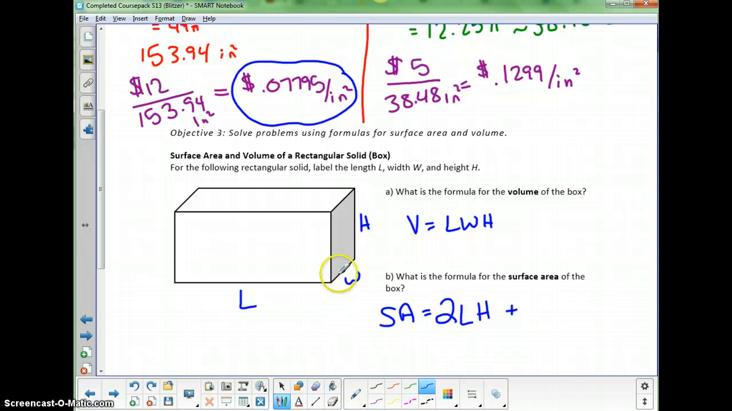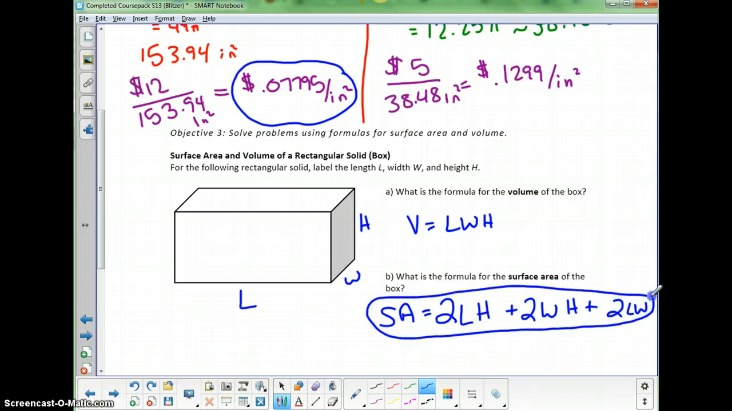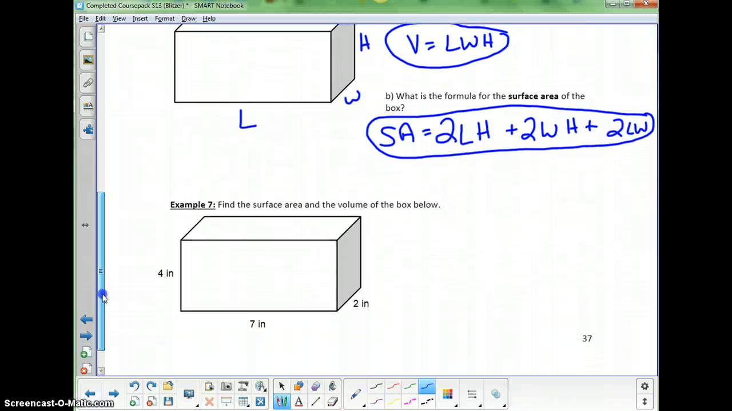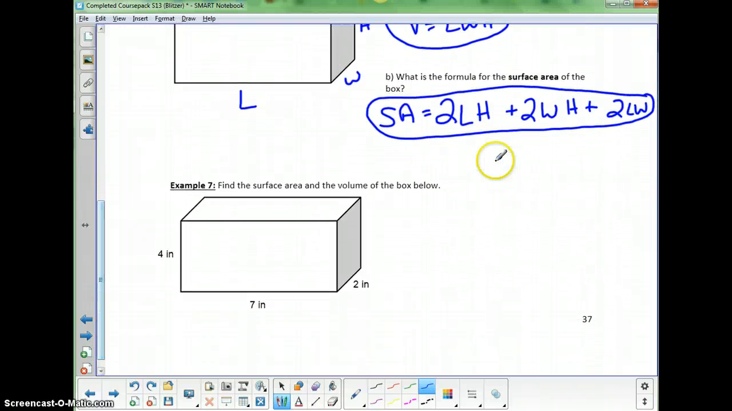Look at the side next. This one is width by height, so 2 width times height, plus top and bottom have dimensions length and width, so 2 length times width. So that whole thing is the formula for surface area. Just 2 of each of the 3 types of sides. 2 length height, 2 width height, and 2 length width. In the next example, we want to find the surface area and volume.